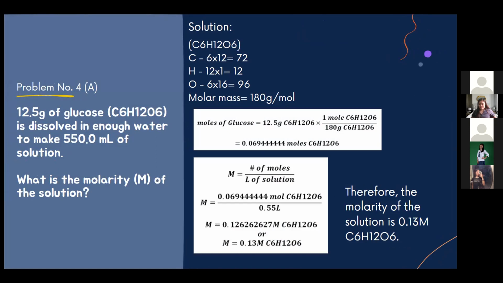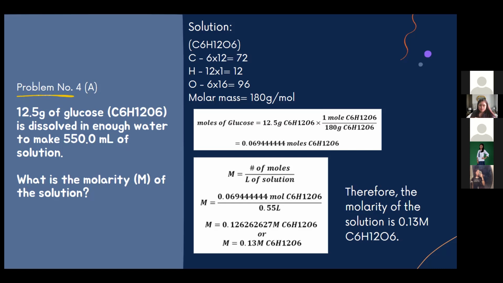Number 4, 12.5 grams of glucose, which is C6H12O6, is dissolved in enough water to make 550.0 ml of solution. The first question is, what is the molarity of the solution? So we have the given of 12.5 grams of glucose, 550.0 ml. So we are looking for the molarity. In order for us to find its molarity, we should first look for the moles of glucose.